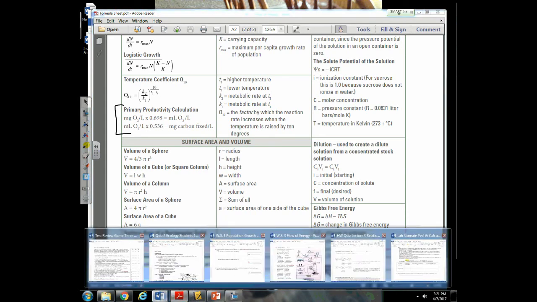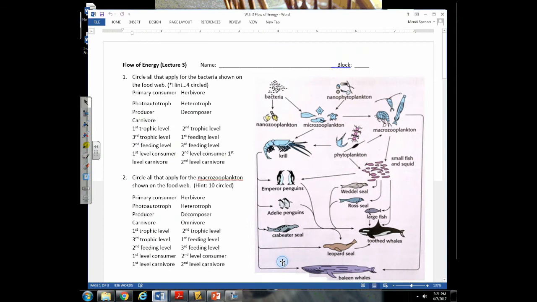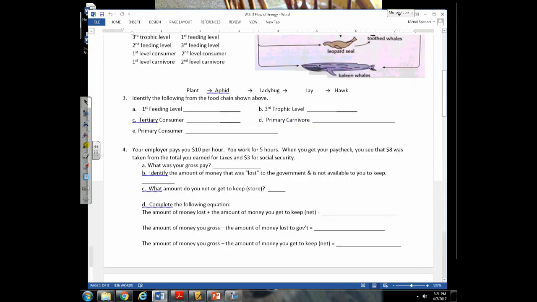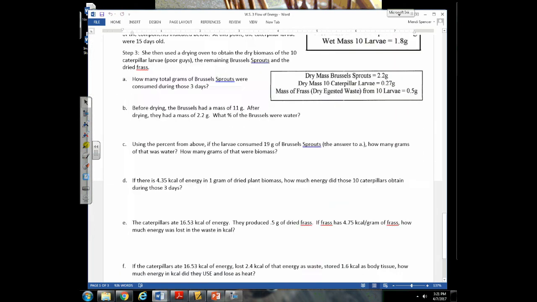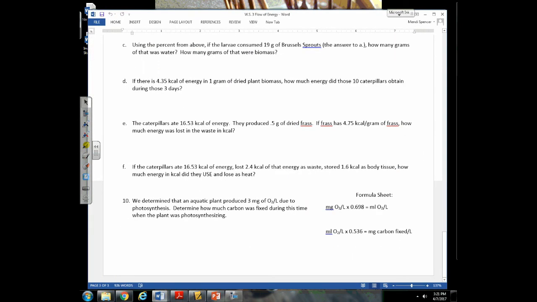So take a second to hit pause, and then I want you to find this worksheet that went with lecture three over the transfer of energy. And we're going to go all the way to the very last problem here. I have those formulas for you here, but you have to remember whenever you start to see a problem that is talking about things like milligrams of oxygen per liter, then you're going to have to know to go to the formula sheet to find these equations or these conversions.